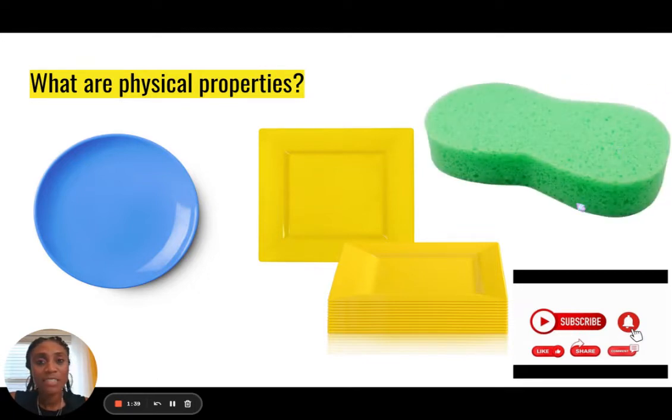Okay, what do you use to wash these plates? You might be using some sponge. If you're using a sponge, you'll see that it's soft and the plates are hard. So hardness is another example of physical property. So these are just some examples of physical properties of matter.